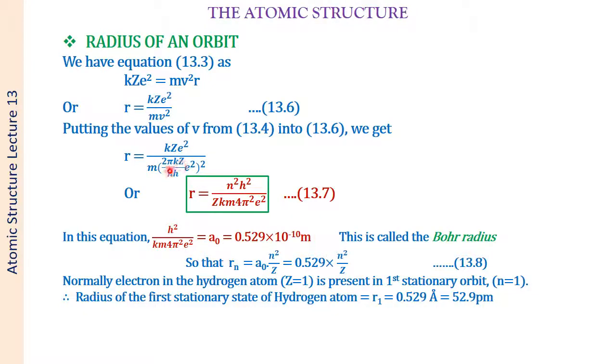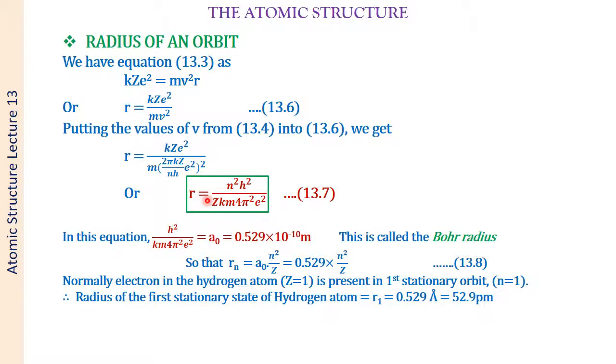Okay, and what will you get for r? n²h² over Zkm·4π²e². So this becomes the expression for radius. How have we calculated the radius? Again, we can say that we have utilized Rutherford's equation as well as Bohr's equation of angular momentum, and we can even get the radius.